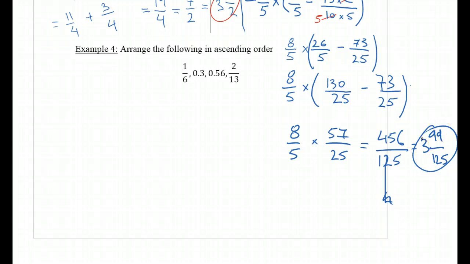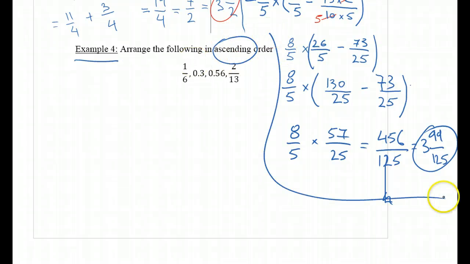Okay, now, last one of the day here. Here we go. Our question is, arrange the following in ascending order. And ascending means from the smallest to the biggest. And oh, my pen's disappearing on me. Okay. Again, ignore this. This is for the other question.